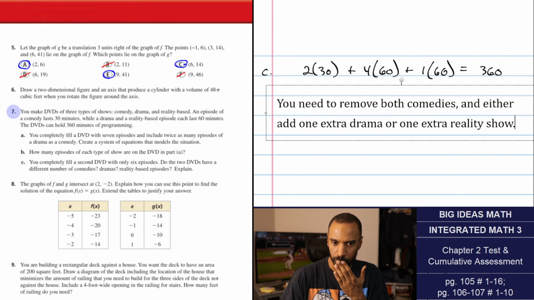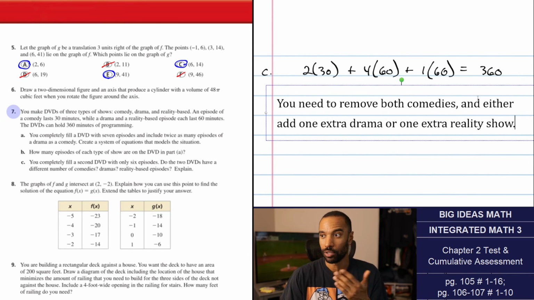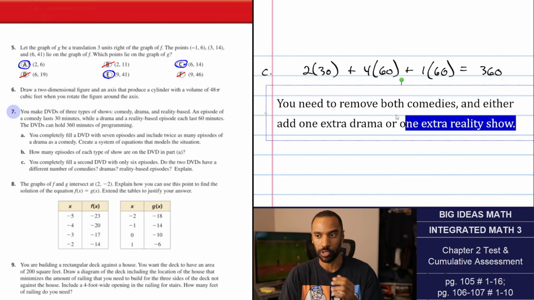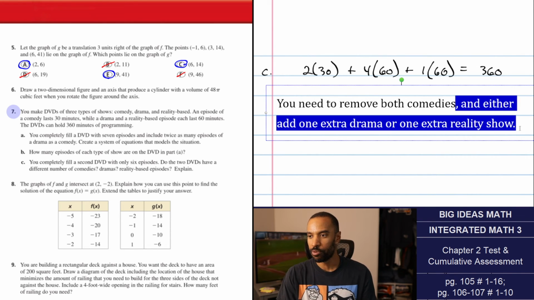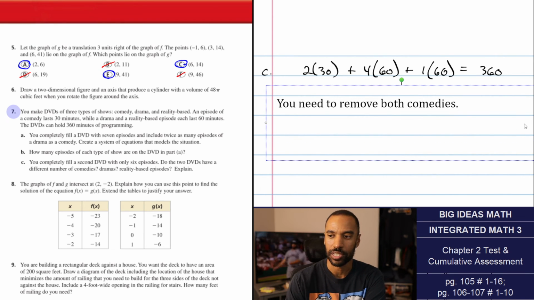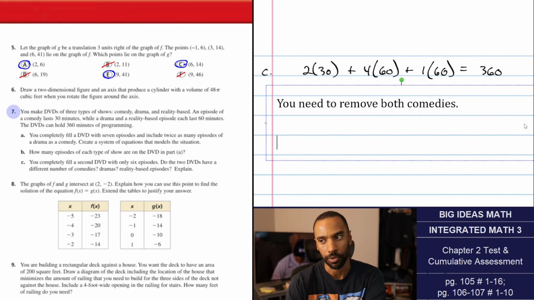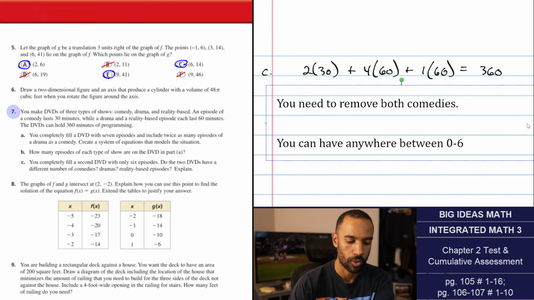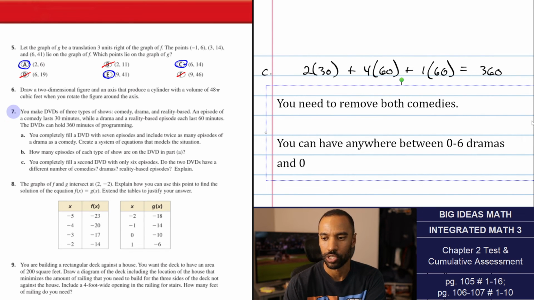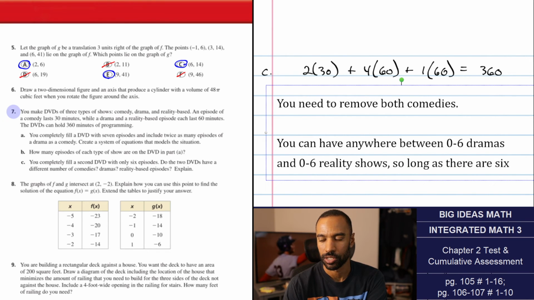So, anyway, you can change the number of dramas. You don't need to add this, but you need to remove both comedies. They didn't say that the dramas and reality shows need to start with 4 and 1. You can have anywhere between 0 to 6 dramas and 0 to 6 reality shows so long as there are 6 episodes in total.